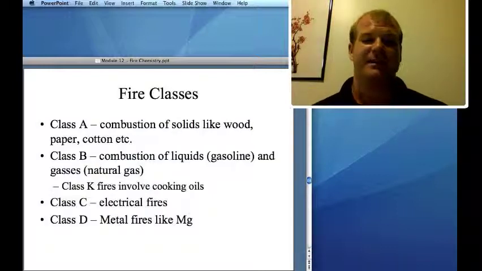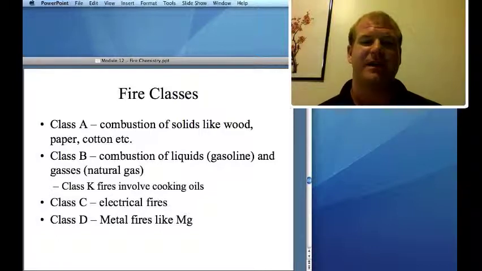Different fire classes, there's A, B, C, and D, and we give a special class to K. A is combustible solids, B is combustible liquids or gases, and K is a subcategory. Some people include it. It involves cooking oil fires, so like the people that cook their turkeys in oil for Thanksgiving.